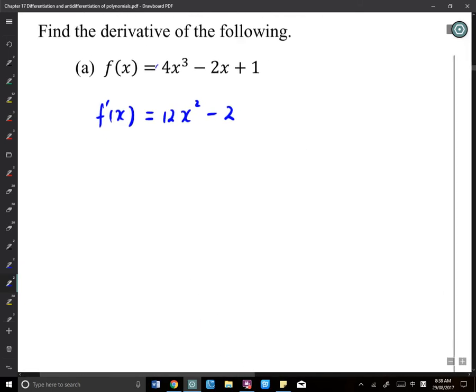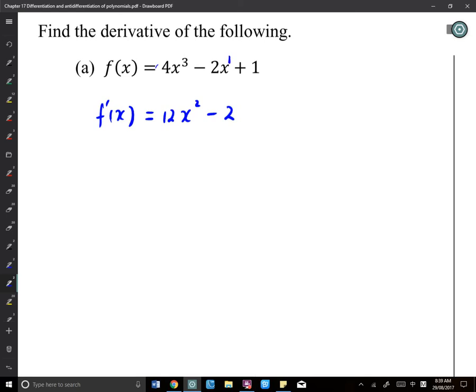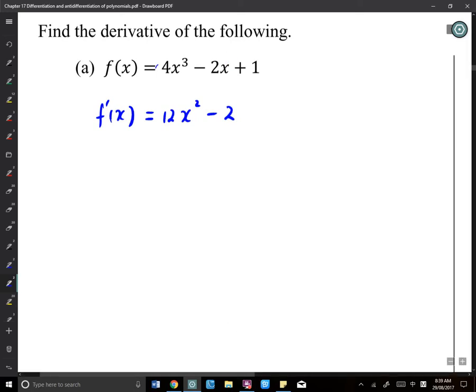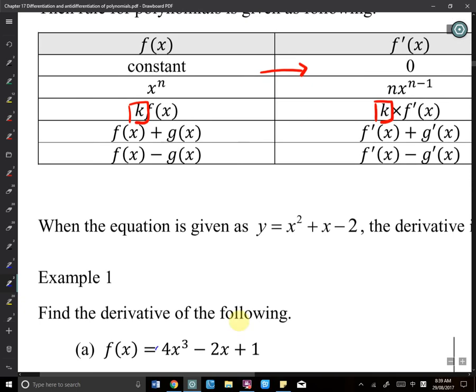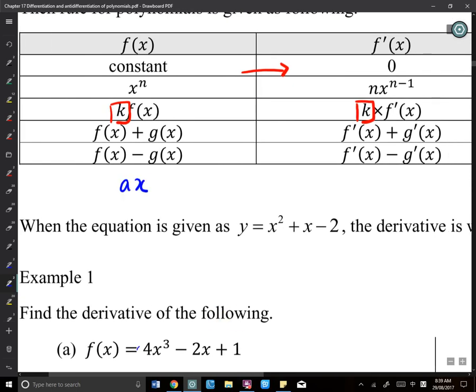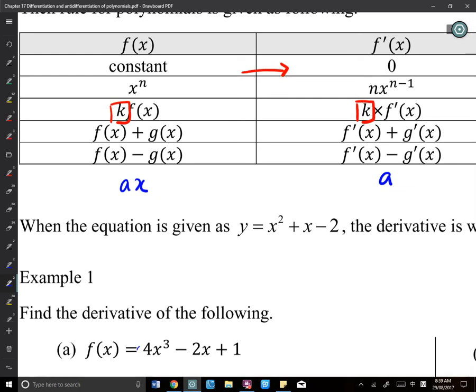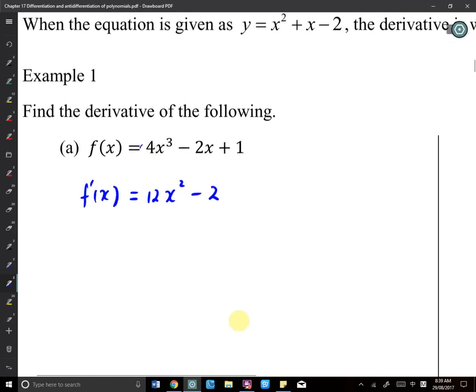Maybe it's easy to think about just the linear. The linear has power of 1, so you drag the power down, it's still that constant, and then the power reduced by 1 becomes 0. So that's a 1. Okay, so we may just add another line here: ax, the derivative is just a. You don't really need to think that much.